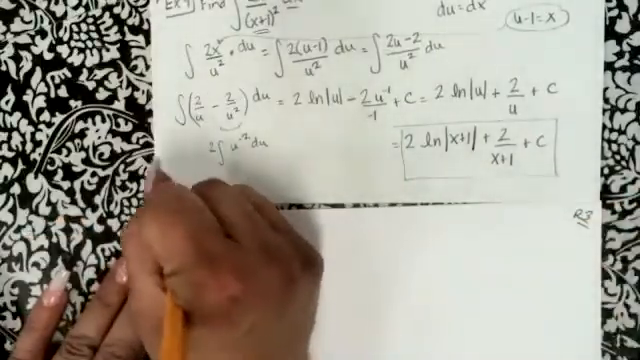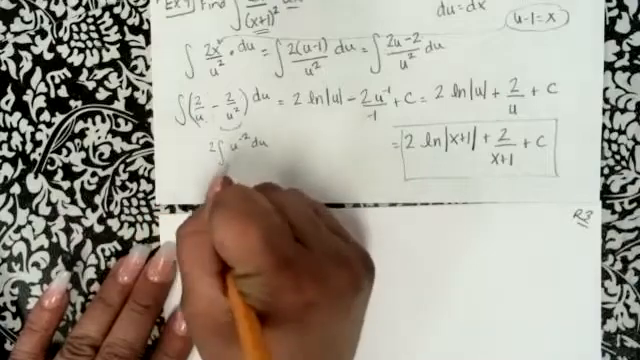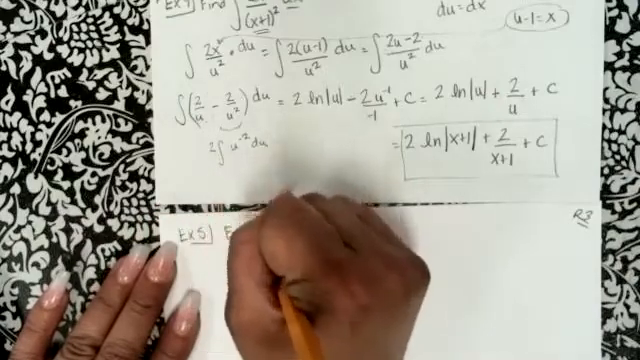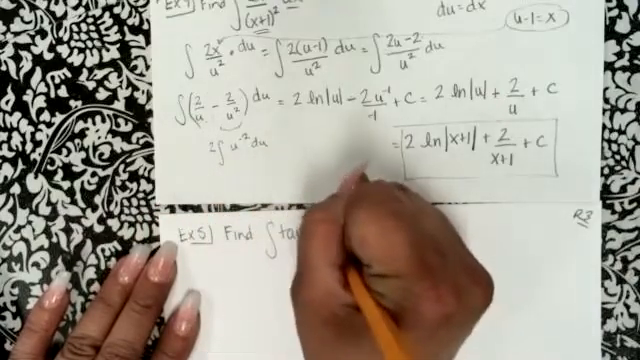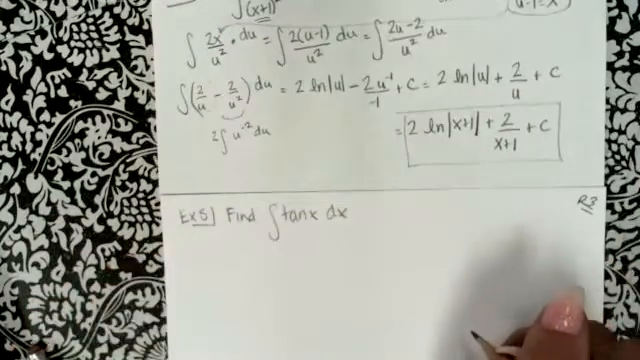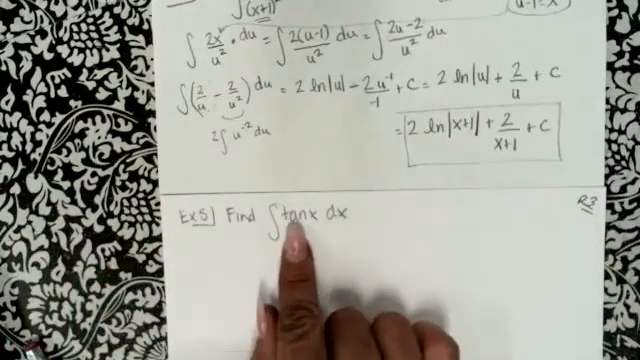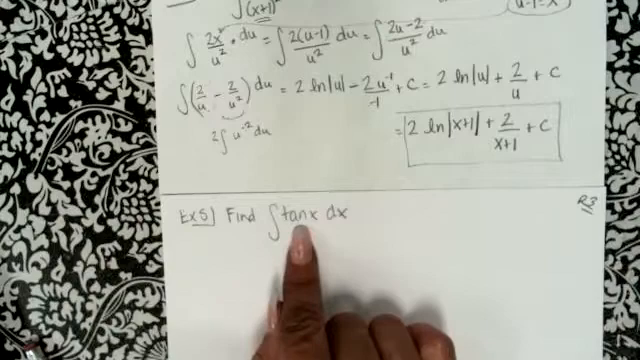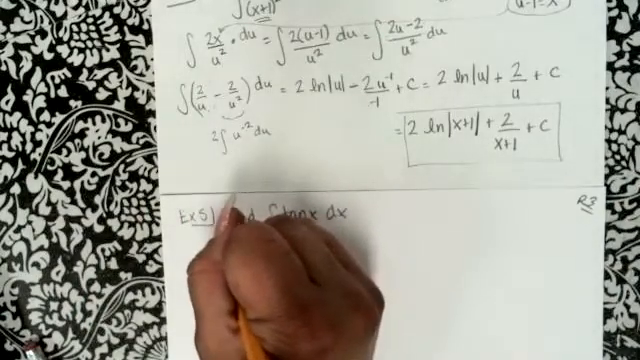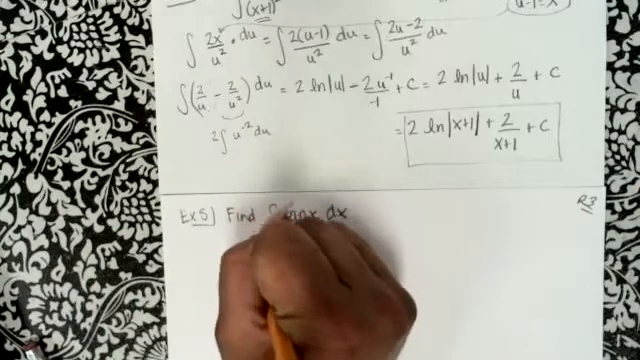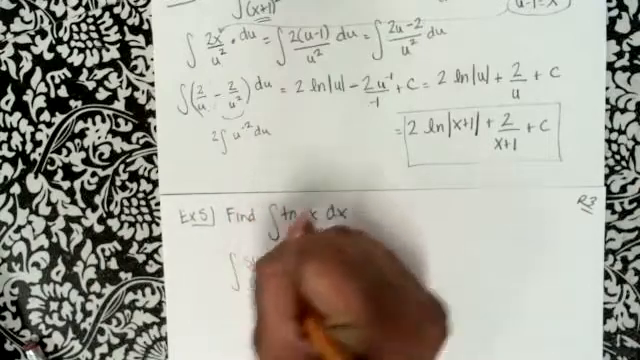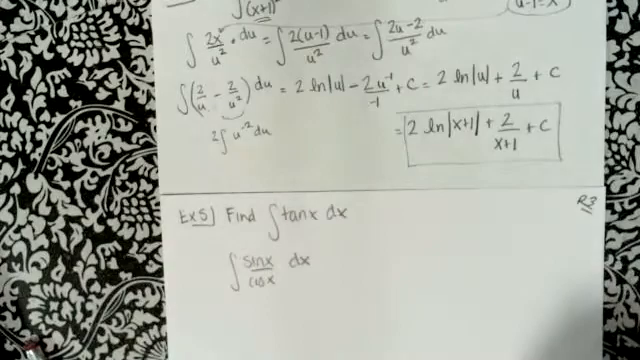Last problem. Tangent, antiderivative of tangent. Keep in mind, what is tangent equal to? Tangent is equal to sine x over cosine x.